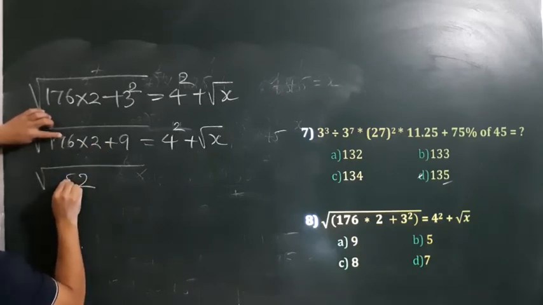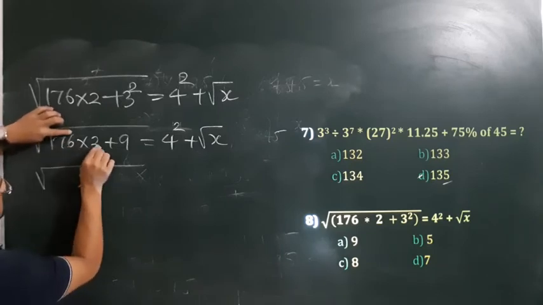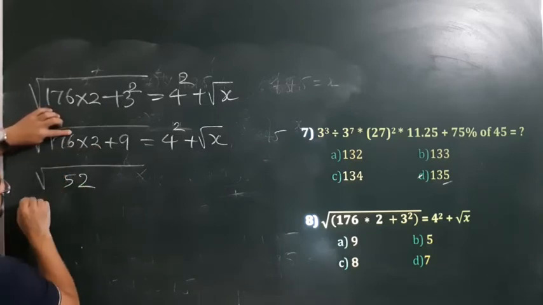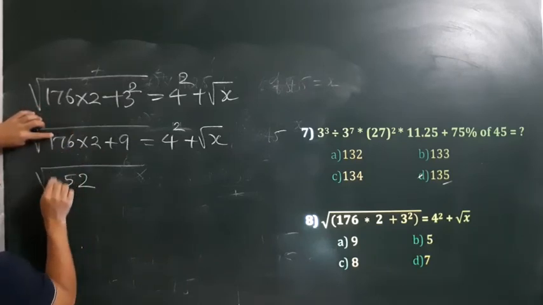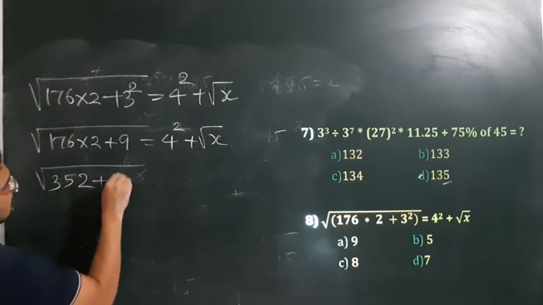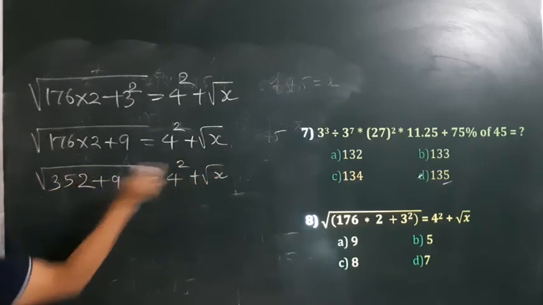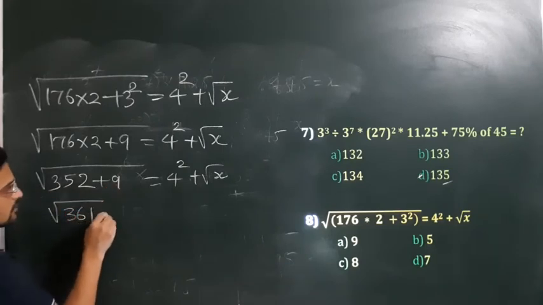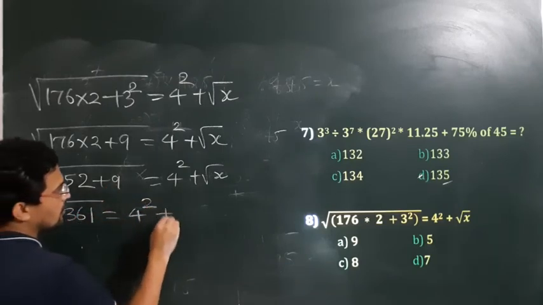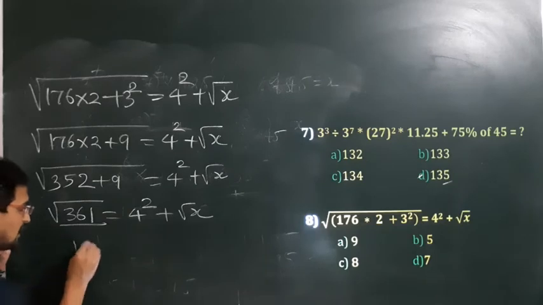You will get 50, and then 32, and then 352 plus 9 is equal to what? 4 square plus root of x. So you have to find out x. 352 plus 9, you will get 361, which is equal to 4 square plus root of x. What is the root of 361? I think you will get 19.